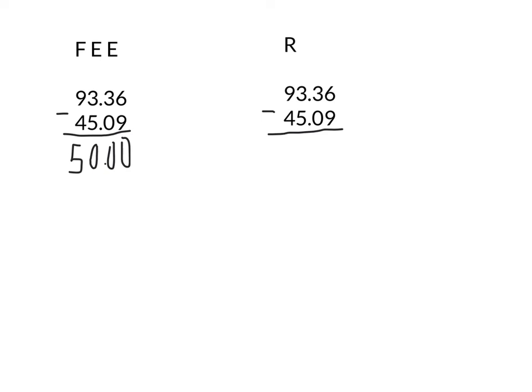When we use rounding, we're going to round to the greatest non-zero place of the lesser number. For here, our lesser number is 45.09. Our first non-zero digit is the 4. So we're going to round to the tens place for both of these numbers. 93.36 would round to 90, and 45.09 would round to 50. So we have 90 minus 50, which equals 40.